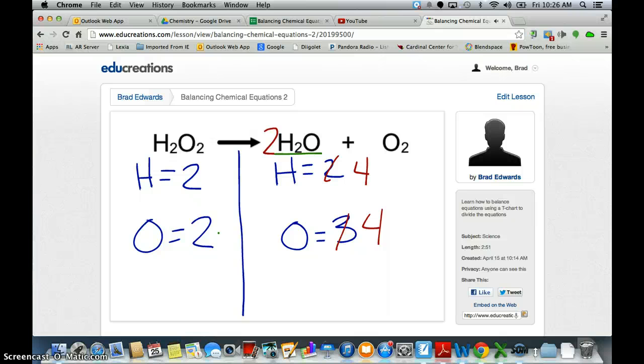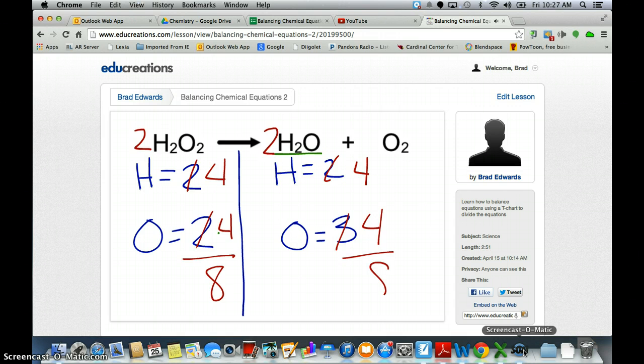How do we make 4 hydrogens and 4 oxygens? It's very simple. We put a 2 coefficient, and now we have 8 total atoms on the reactant side, 8 total atoms on the product side, and our equation is balanced.